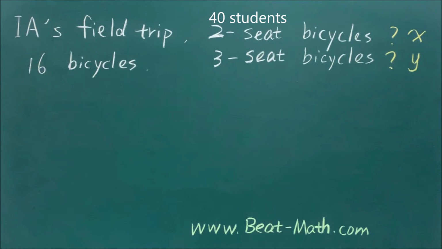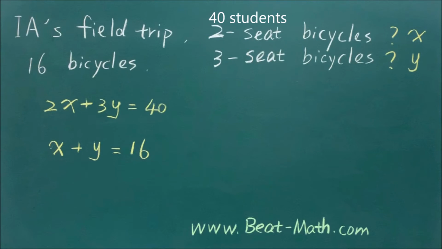40 students rent bicycles and all seats are taken. That means the number of seats equals 40. 2x plus 3y equals 40. This is the first equation. We know that the total number of bicycles is 16. We get x plus y equals 16. That would be our second equation. That's it. We have two equations, and it's not difficult at all, is it? We call the first equation 1 and the second equation 2.